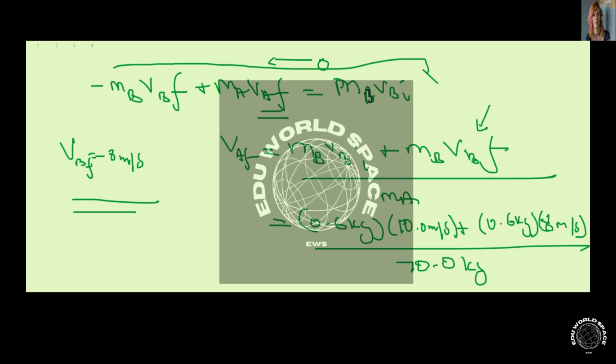We plug in those numbers. We get 10 and 8, that's 18, times 0.6 divided by 70. And so we end up with 0.15 meters per second. That's your own final velocity.